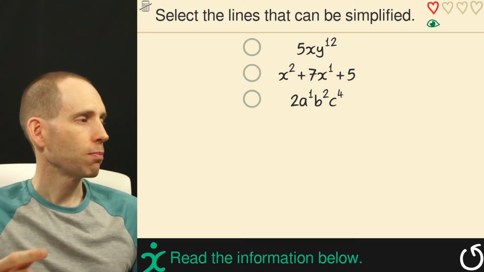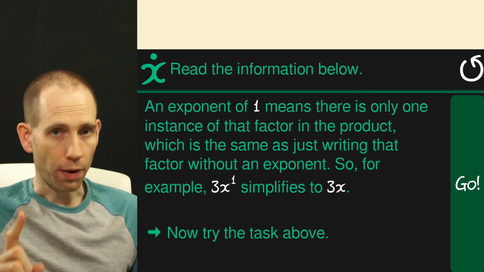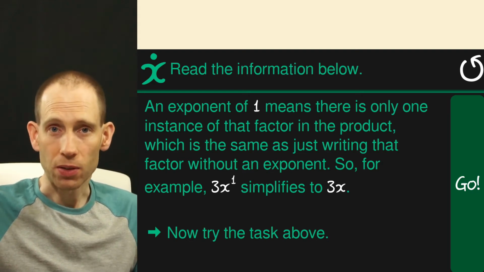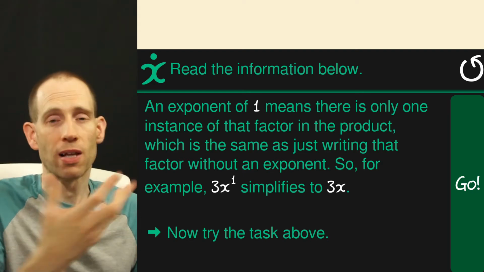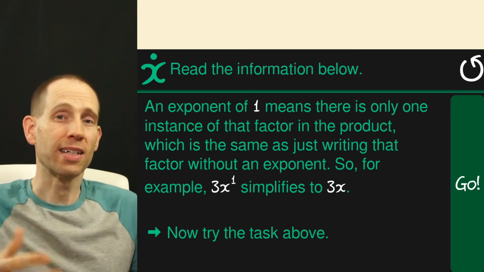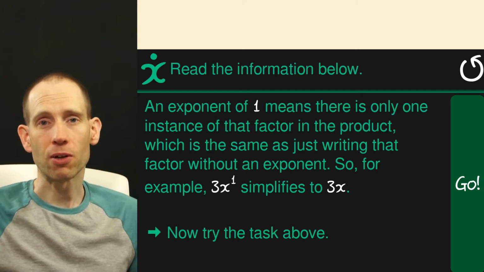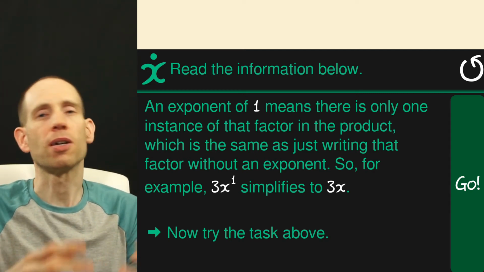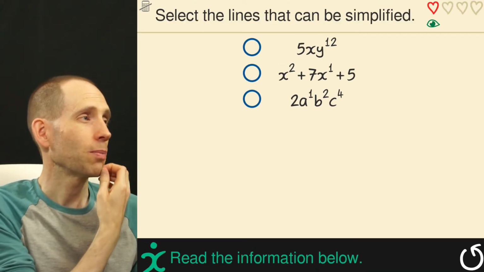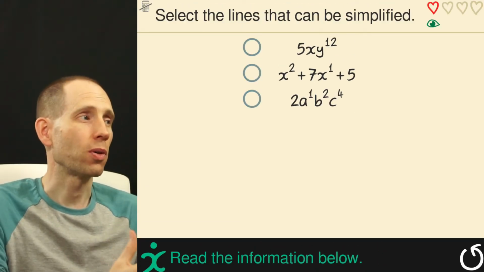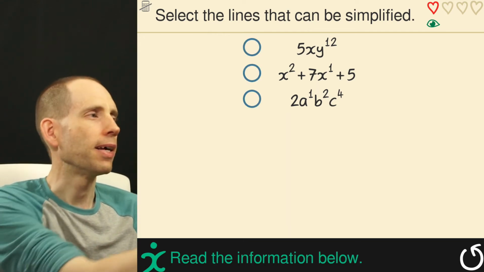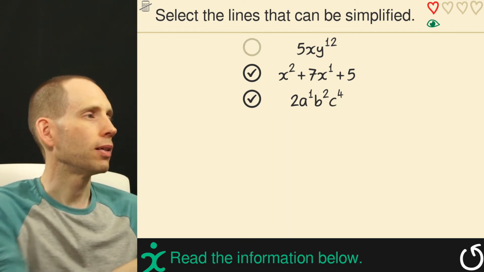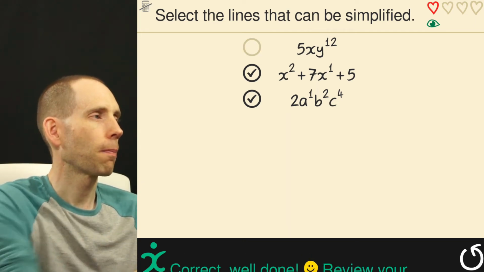Select the lines that can be simplified. An exponent of 1 means there's only one instance of that factor in the product, in which case we don't really need to write the exponent on there. It's just that factor in that product. So when there's an exponent of 1, that will simplify away. We don't need to write the 1, similar to how we don't need to write the 1 in front of a letter when we've got 1 times a or 1 times x. So which of these can be simplified? I'm looking for the ones with a 1 in an exponent, because I wouldn't need to write that down; I would just leave that exponent out. That one's got a 1 on the 7x to the power 1, and this one's got a 1 on the a that can be simplified. There we go.